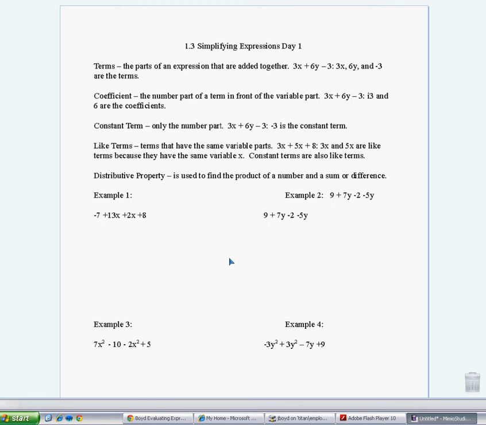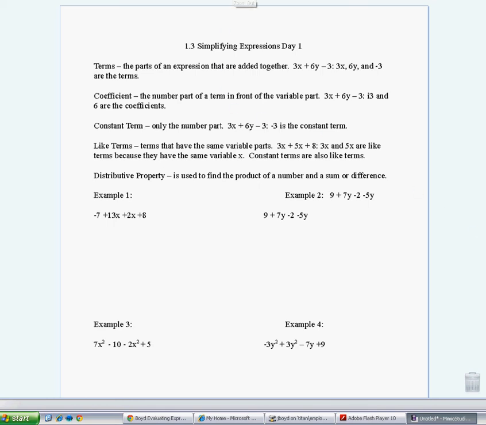Okay, today we're going to go over simplifying expressions day one, and we are going to be combining like terms and using the distributive property. First, we need to go over some vocabulary words.